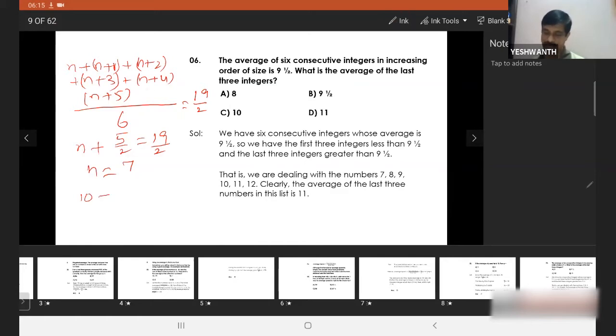7 plus 4 is 11. 7 plus 5 is 12. Divided by 3 is the average of the last 3 integers. So what is this equal to? This is 23 plus 10, which is 33, and 33 by 3 is 11. So you have option D.